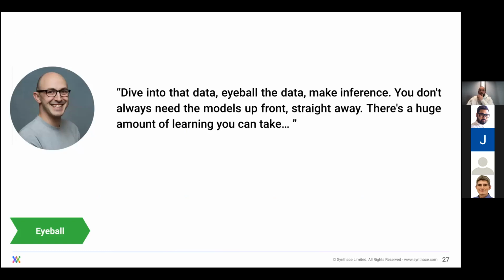The first step was recommended by Jaja in the second webinar of this series, and that is to dive into your data. Eyeball it. There is a huge amount of learnings you can take before looking into the models. Interrogate the raw data like you've always done as a biologist.